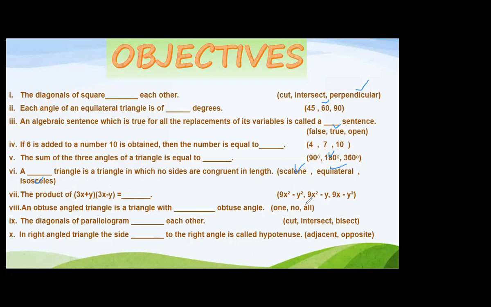Miss, 9x minus 5. Number 1, number 2, number 3. Which one is the correct option? Teacher, number 3. You are saying that number 3 is the correct option.